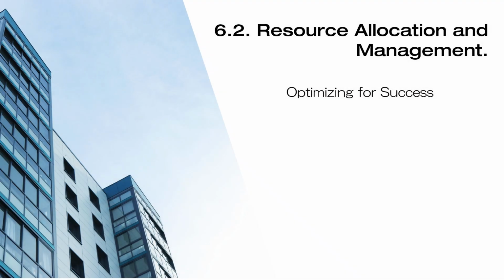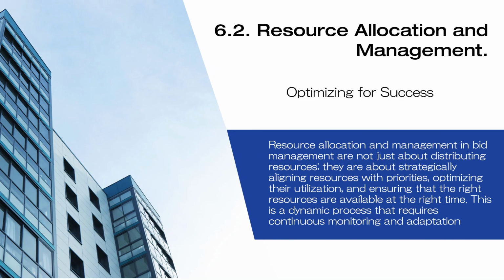Optimizing for Success, Resource Allocation and Management. Welcome to Lecture 6.2. Resource allocation and management in bid management are not just about distributing resources. They are about strategically aligning resources with priorities, optimizing their utilization, and ensuring that the right resources are available at the right time. This is a dynamic process that requires continuous monitoring and adaptation.